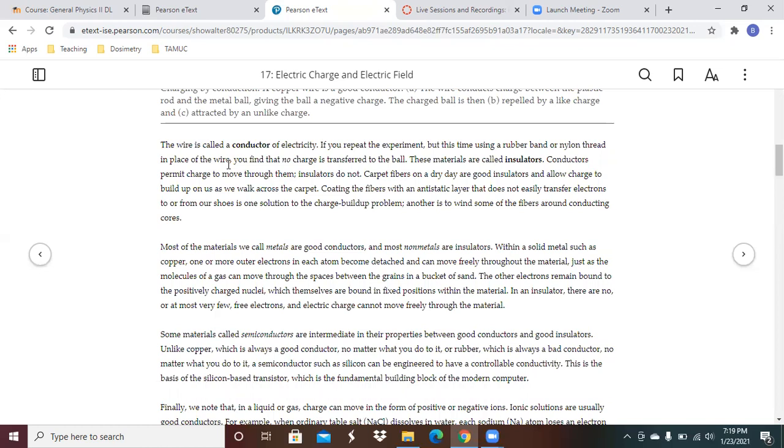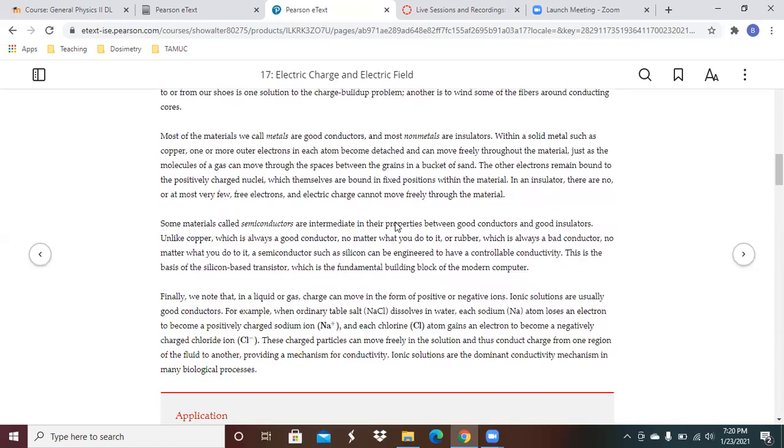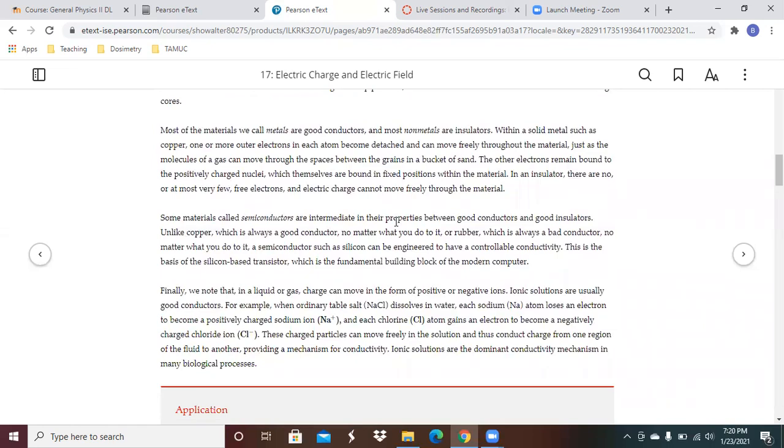Carpet fibers on a dry day are good insulators and allow charge to build up on us as we walk across the carpet. Coating the fibers with an anti-static layer that does not easily transfer electrons to or from our shoes is one solution to prevent that. Another is to wind some of the fibers around conducting cores, which I've never actually seen, but I see why it would work.